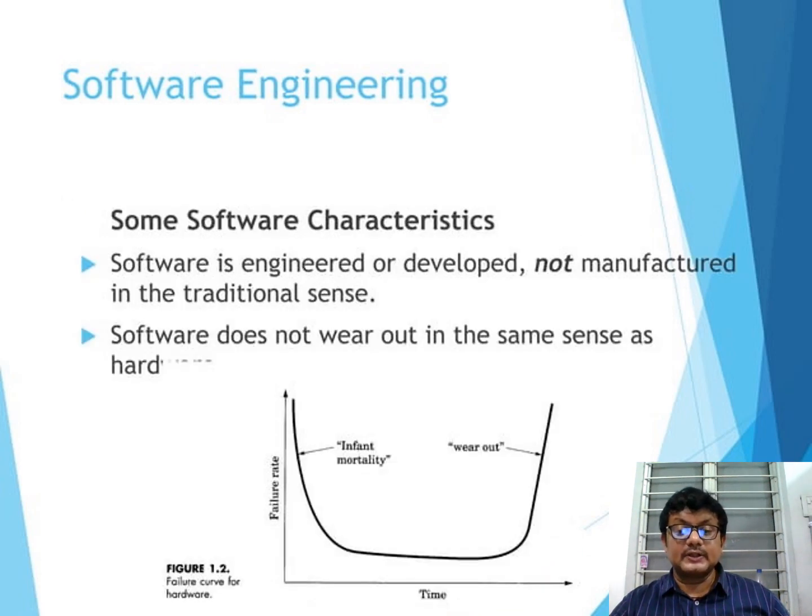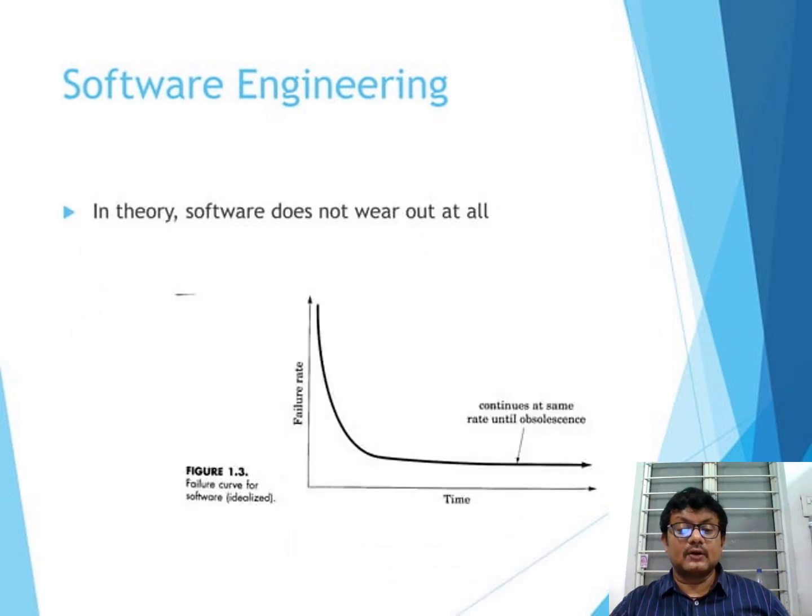What are some of the software characteristics? Software is engineered or developed, not manufactured in the traditional sense. Software does not wear out in the same sense as hardware. In theory, software doesn't wear out at all.